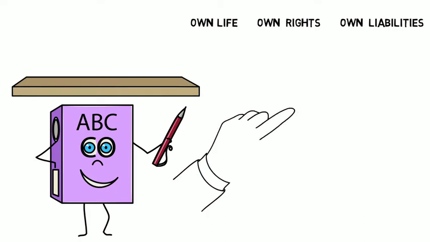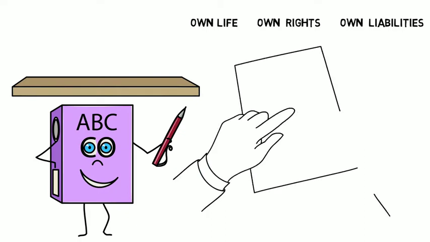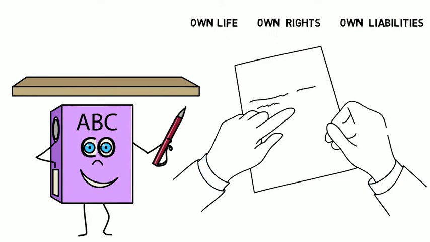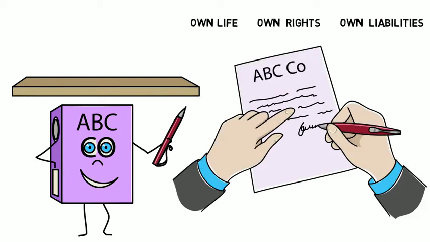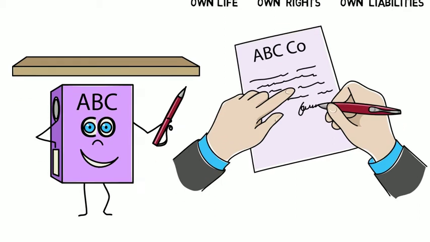Because a company is a separate person, it can hold property in its own name, it can contract in its own name, it can be sued in its own name, and its liabilities are its own and not those of its members or officers. This separation is known as the corporate veil.